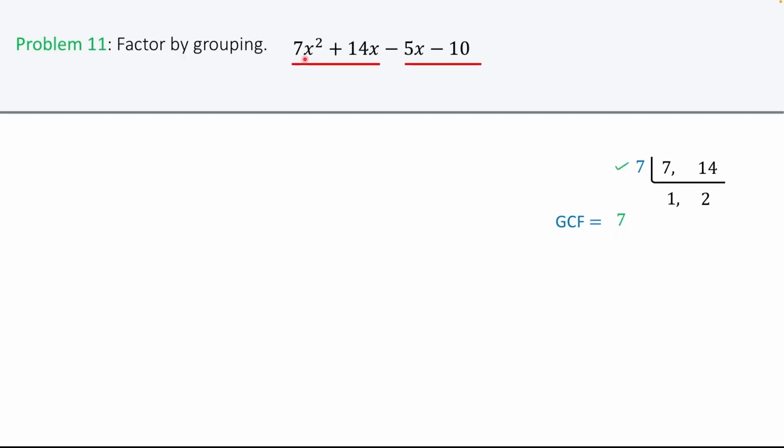Next, find the GCF of the variable. You have x squared and x. The GCF is x. So the GCF is 7x. Factor out 7x. Now divide each term by 7x. 7x squared divided by 7x is x. Plus 14x divided by 7x is 2. Next, factor this expression. There is a minus sign, so you need to factor out the negative sign. So put a negative sign in the GCF.